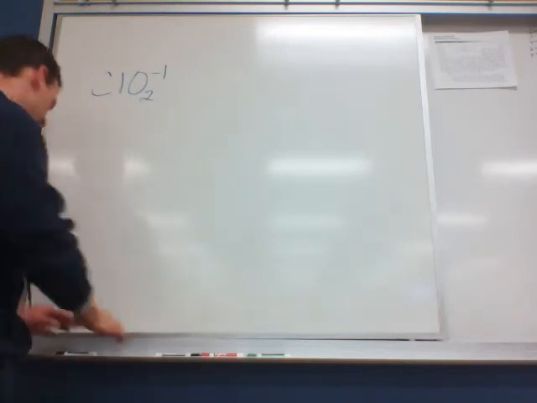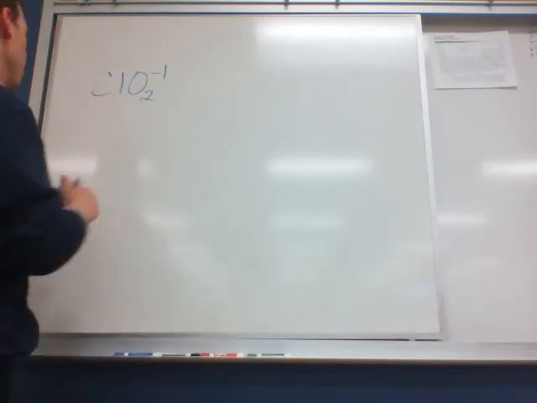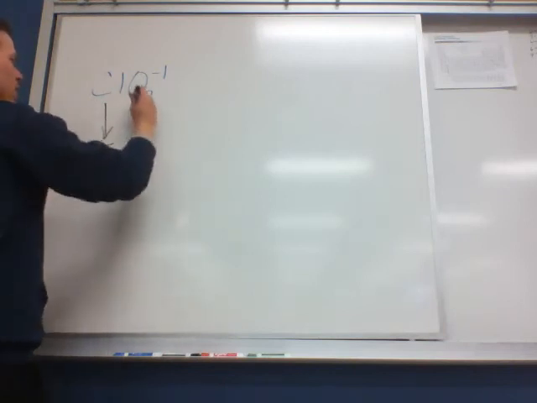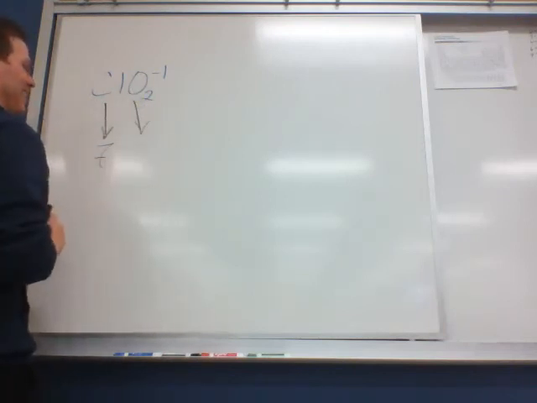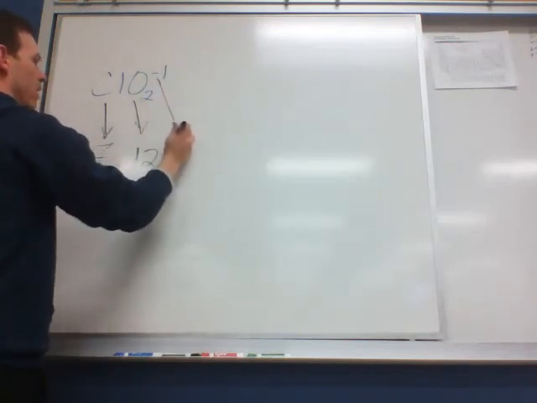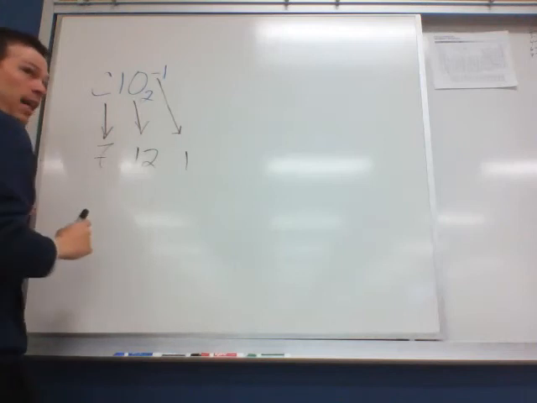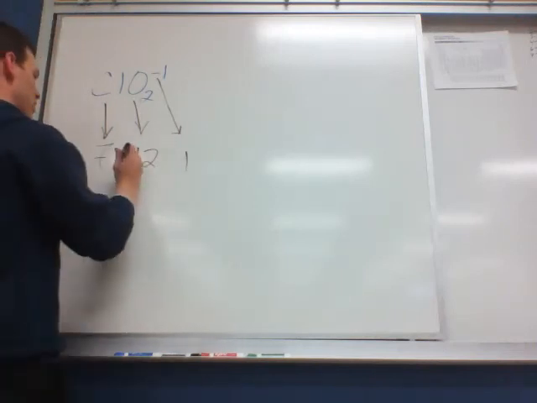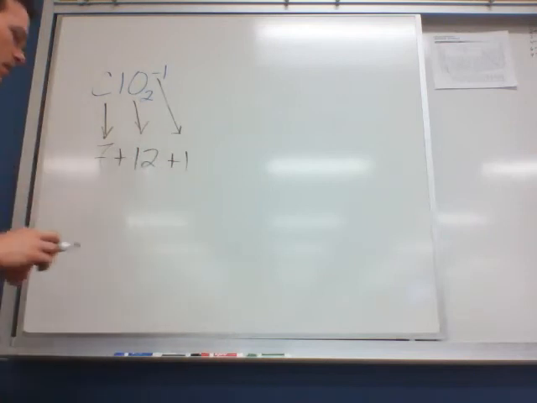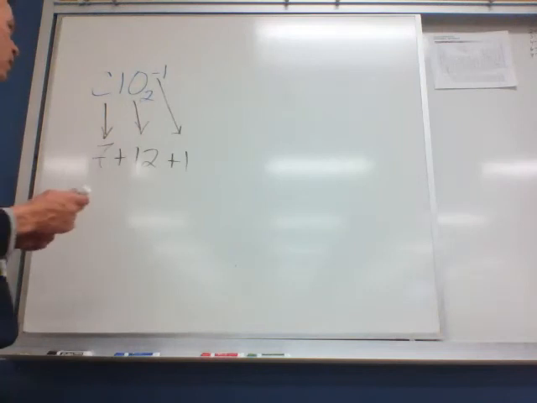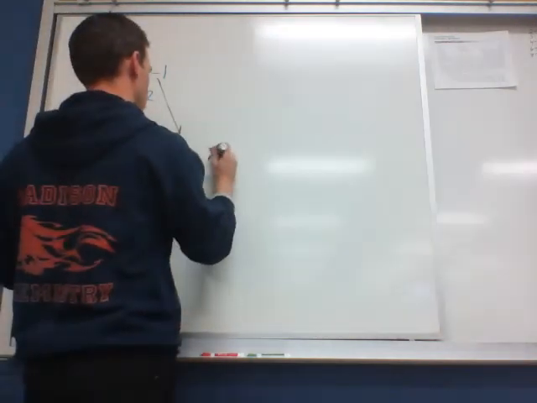Now, if I want to analyze chlorite, just work along with me, please. Chlorine has 7 valence electrons. Oxygen has 6, but there's 2 of them. And that -1 tells me that we have an extra electron. It's negative because we have more electrons. That's going to give me a grand total of 20. Let me know if you don't agree.